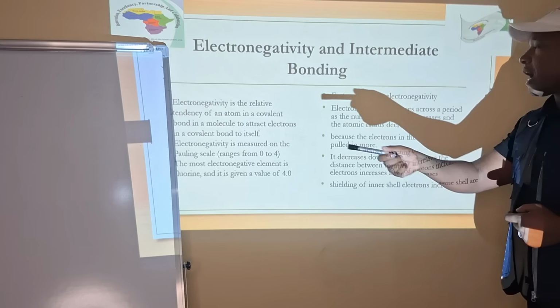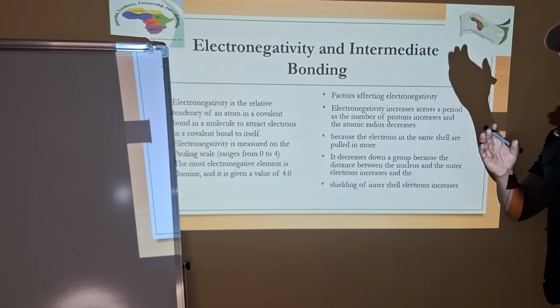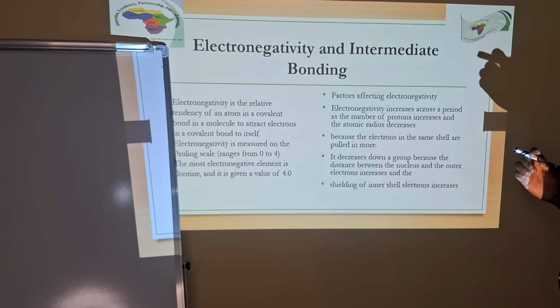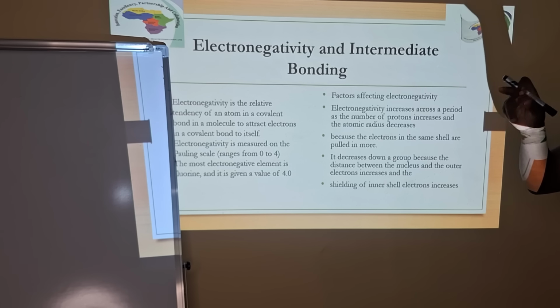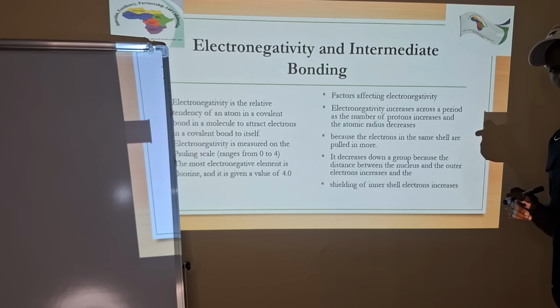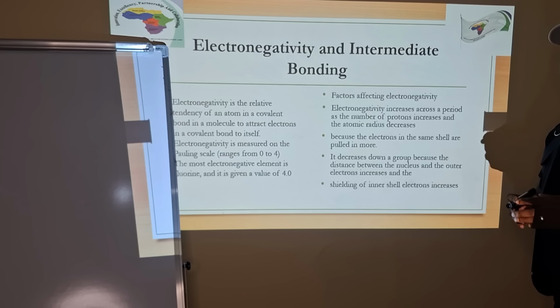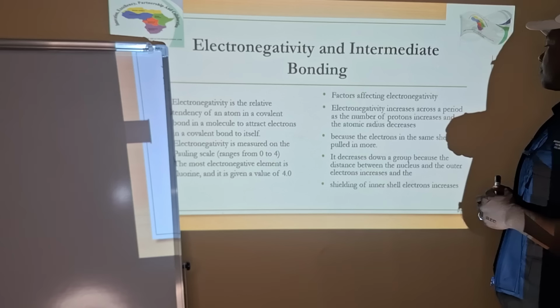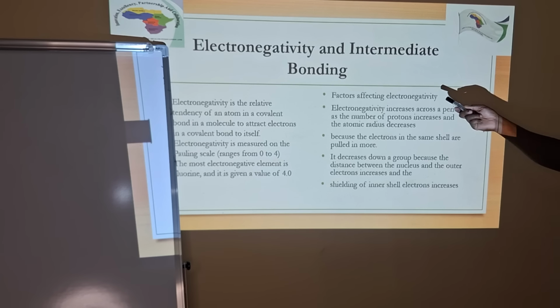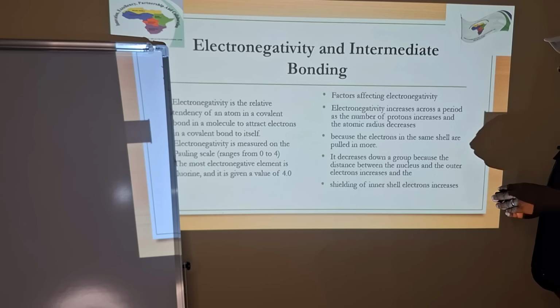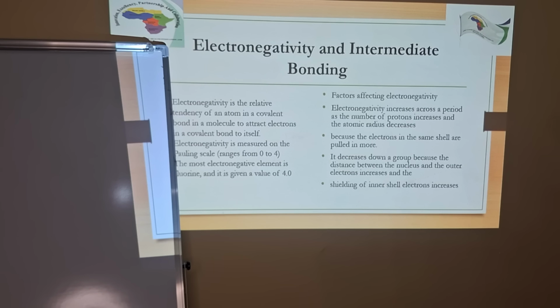So as we move across period 3, we see that the electronegativity increases because the atomic radii will be decreasing. Radius is the singular form, radii is the plural. Also, electronegativity decreases down a group because the distance between the nucleus and the outer electrons increases, and the shielding of inner shell electrons also increases.